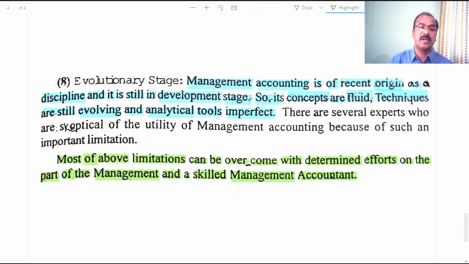What is the conclusion? Most of the above limitations of the subject can be overcome with determined efforts on the part of the management and the skilled management accountant. Therefore, it is really possible to overcome the limitations of management accounting if it is properly installed in an organization.